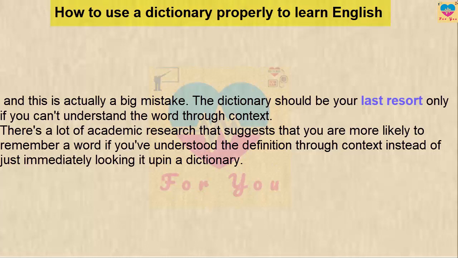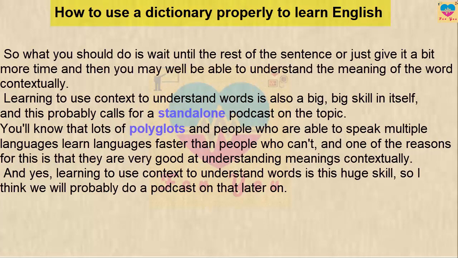There's a lot of academic research that suggests that you are more likely to remember a word if you have understood the definition through context, instead of just immediately looking it up in a dictionary. So what you should do is wait until the rest of the sentence, or just give it a bit more time, and then you may well be able to understand the meaning of the word contextually. Learning to use context to understand words is also a big skill in itself, and this probably calls for a standalone podcast on the topic.